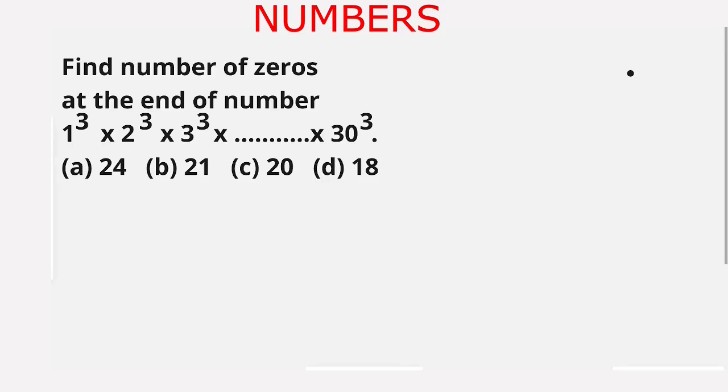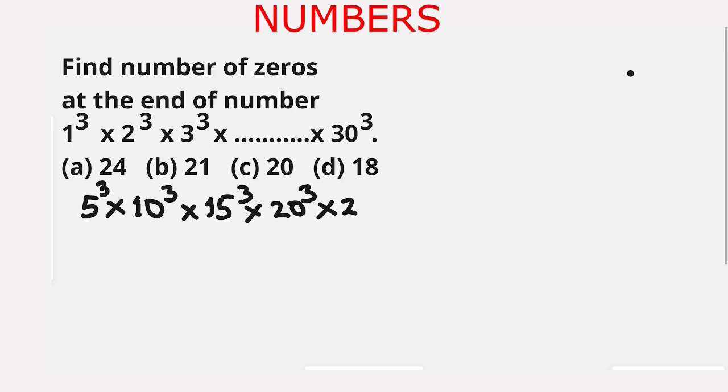In this number, there are many even numbers which will give us many powers of 2. So we have only to find the power of 5 in the given number, and that will be 5 to the power 3 multiplied by 10 to the power 3 multiplied by 15 to the power 3 multiplied by 20 to the power 3 multiplied by 25 to the power 3 multiplied by 30 to the power 3. Now we will add all the powers which contain the power of 5.